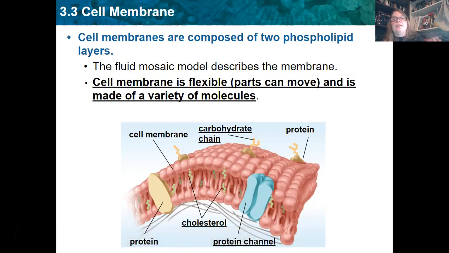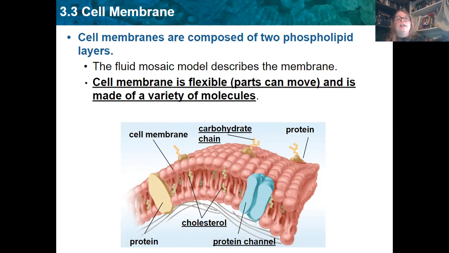Backing up. So cell membranes use something called the fluid mosaic model. What this means is it's not just a box. There's all kinds of little pieces that can move around each other, like a mosaic in art. All the little pieces can move around and do different things. It's not just one set thing. All right, that's really bad explaining it.